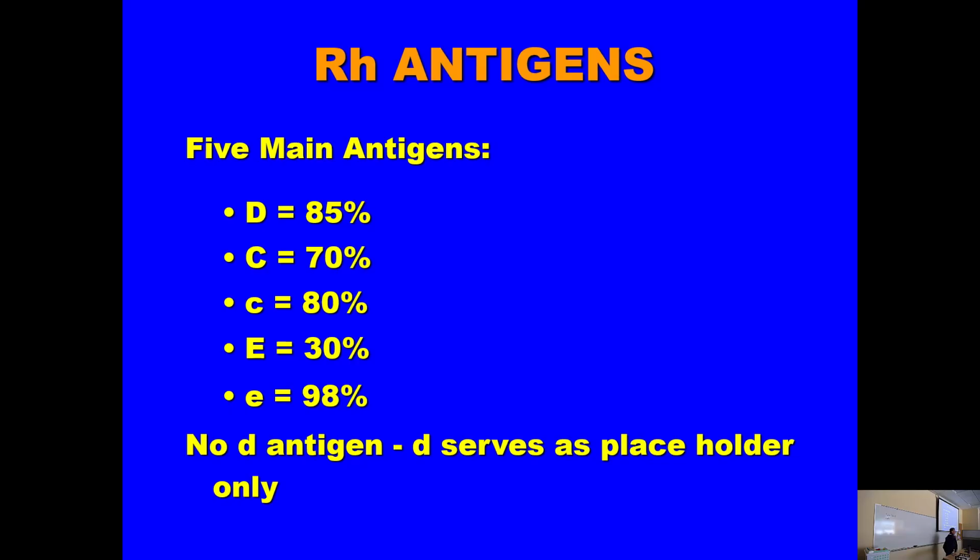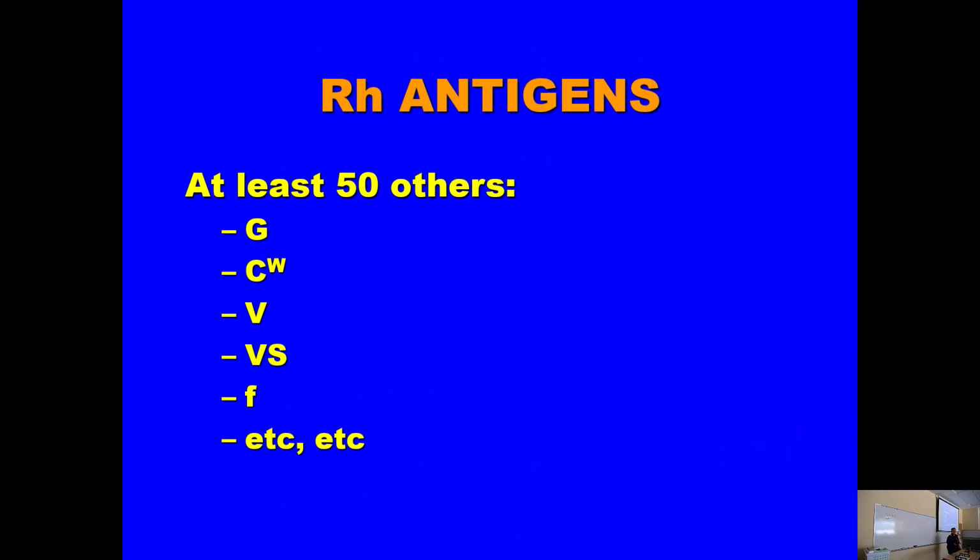Now, there is no little d antigen. Little d is actually a placeholder for the lack of the D antigen. So when we get to setting these up in a little bit, we're going to do some practice problems on the board. When we get to the little d, it's just a placeholder. There is no little d antigen. You either have big D or you don't have big D. Now, big C and little c, you could have either or both. Big E, little e, either or both. But you either have big D or you don't have big D.